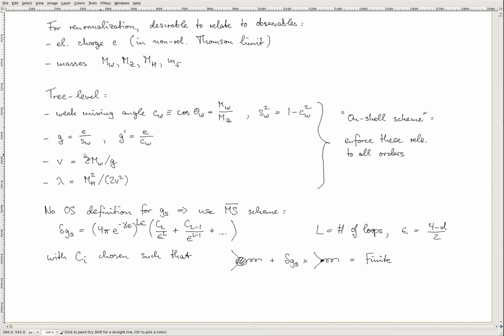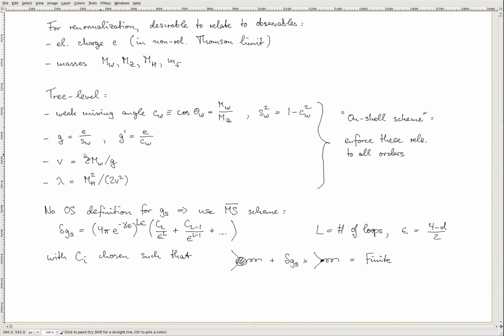What does not change is the value for the observables. So the W mass, G, the fermion masses, they would all still have the same value. V changes its value. The relation between the masses and V also change if I change how I renormalize V. But physical quantities remain the same.